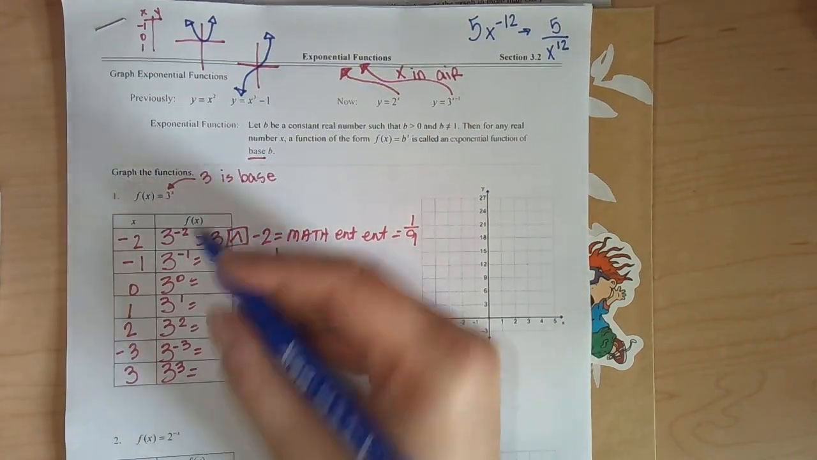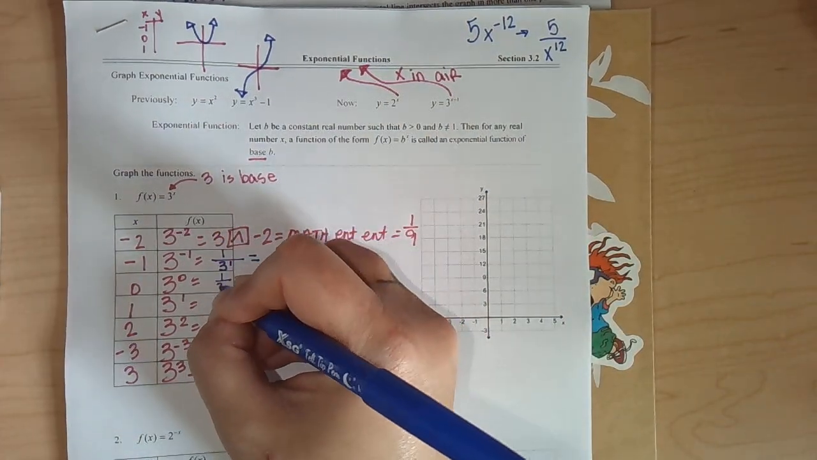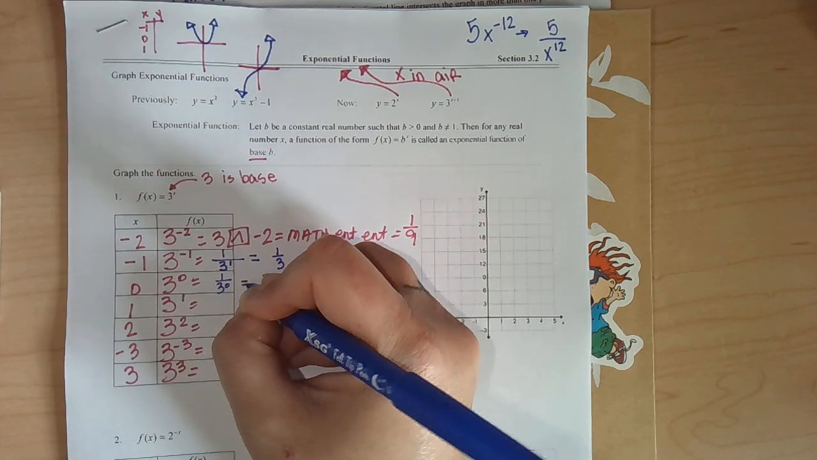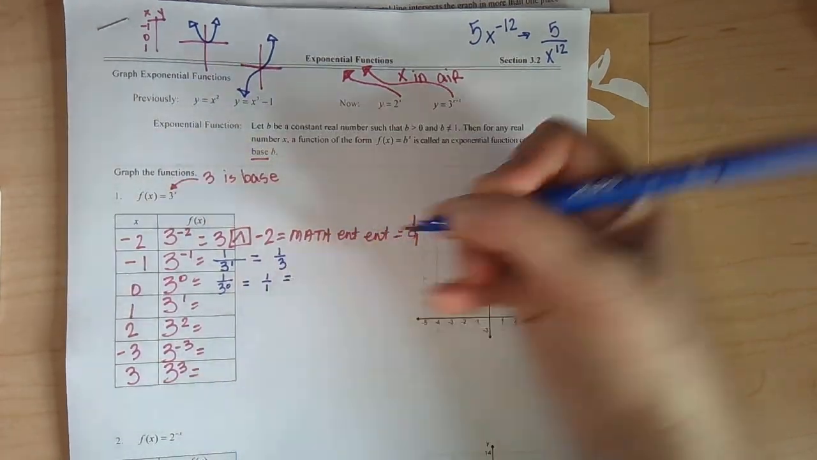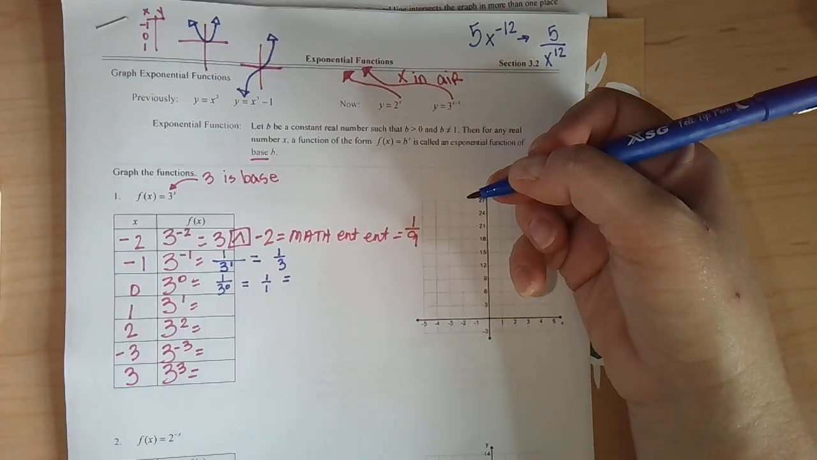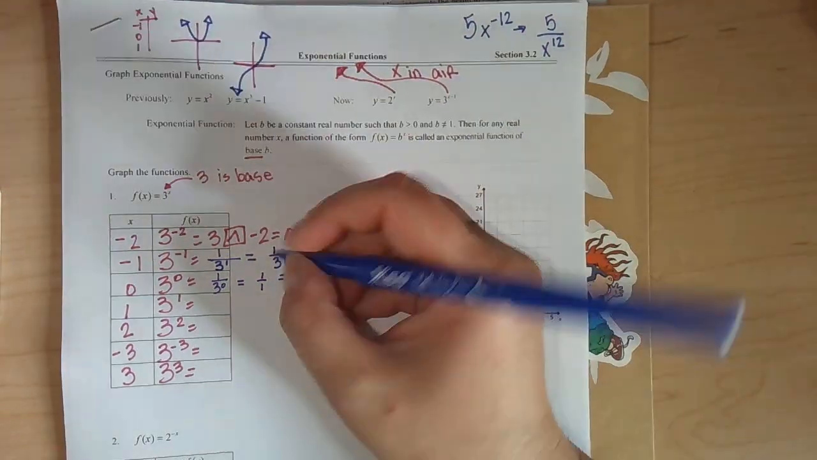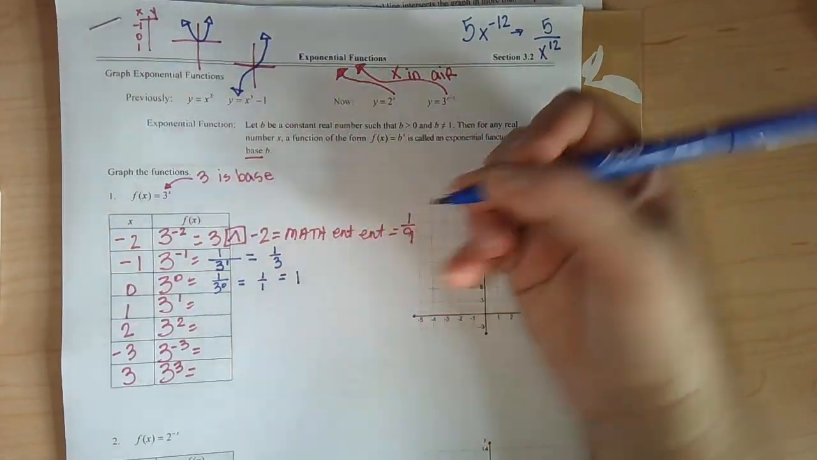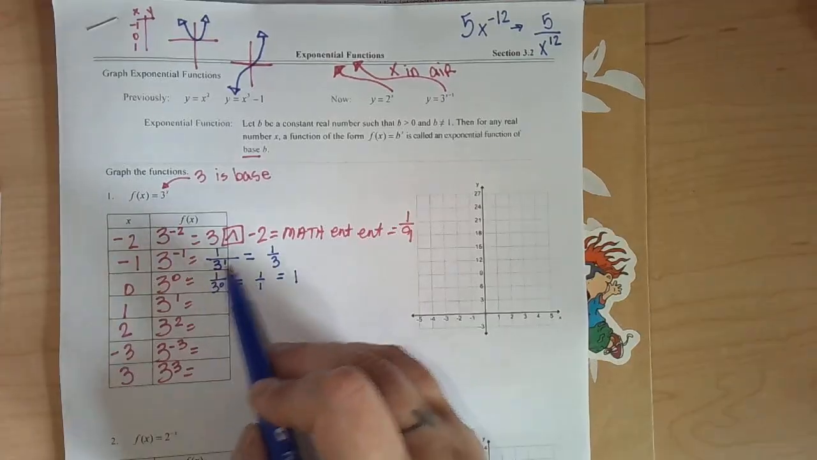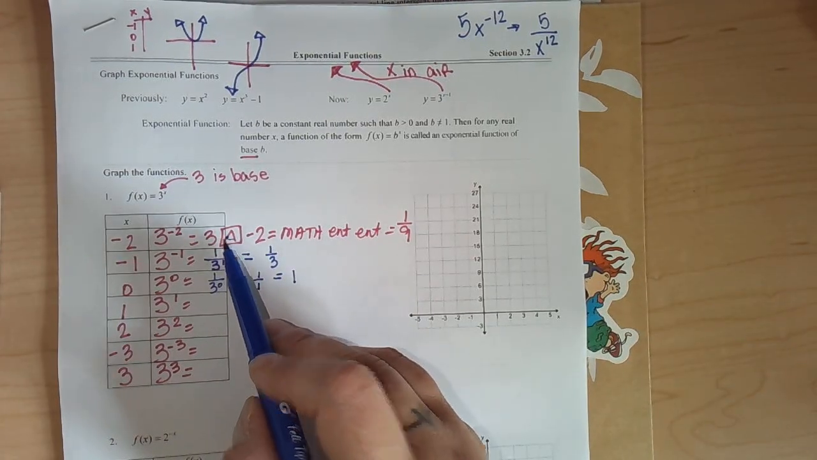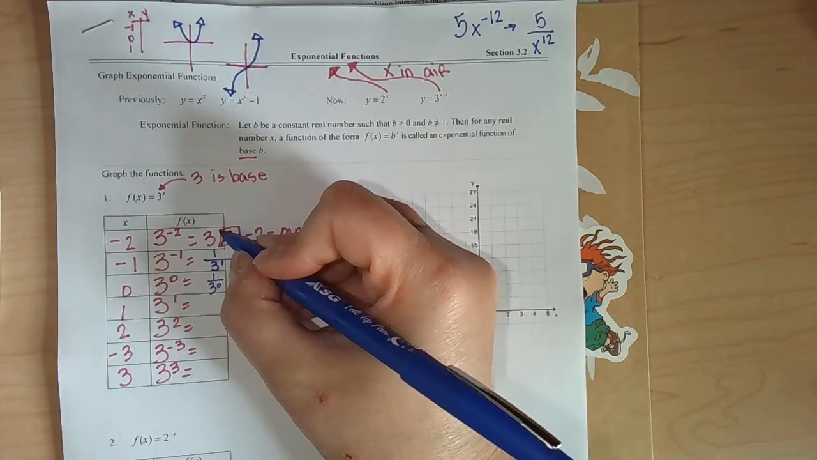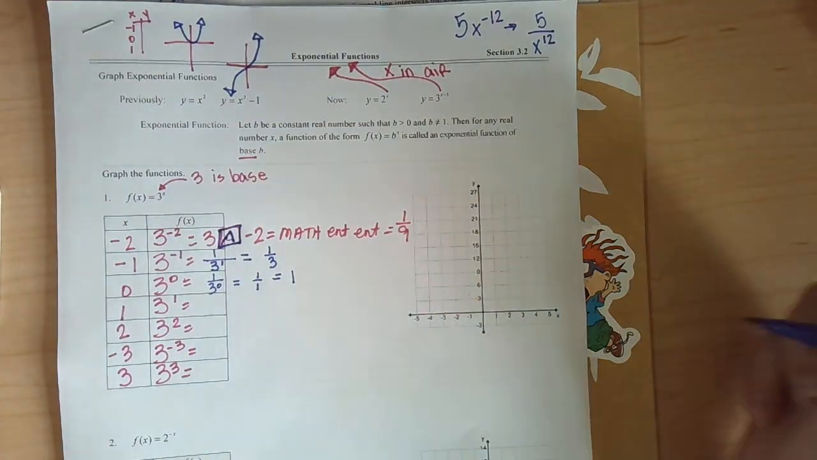Okay, 3 to the 0 is 1 over 3 to the 0. But from algebra, 3 to the 0 is just 1. And so this just pops out 1. And if you're not that great with the arithmetic, that's okay. Just use your caret button in the calculator. But eventually, you're going to have to know all this stuff.